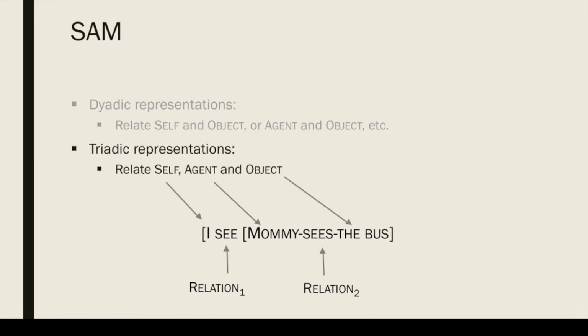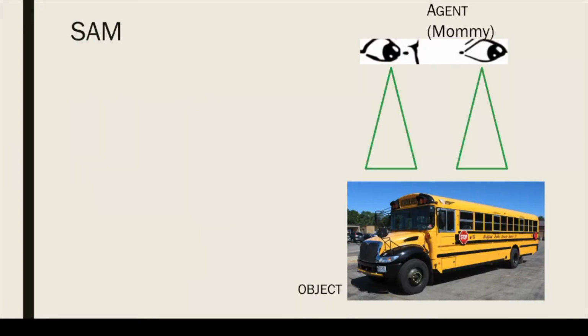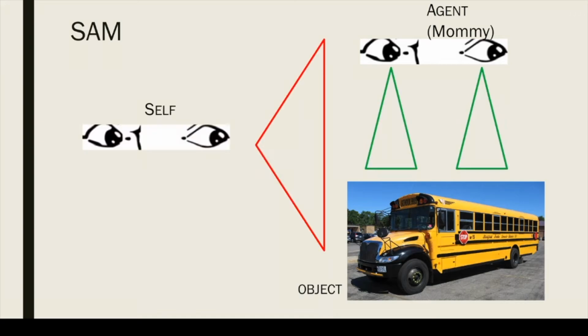Notice that the first occurrence of the seeing relation, relation 1 in the slide, encompasses the whole event of mommy seeing the bus, which is itself encoded by a dyadic representation that centers around relation 2. But perhaps a non-linguistic representation makes clear what the triadic representation is symbolizing. Here you have the dyadic event of mommy looking at the bus. And on top of that, self is not only looking at mommy and also looking at the bus, but it is also witnessing the whole event of mommy looking at the bus. Once self is encoded as a participant, this establishes a triadic relation that builds on the already existing dyadic relation between mommy and the bus.